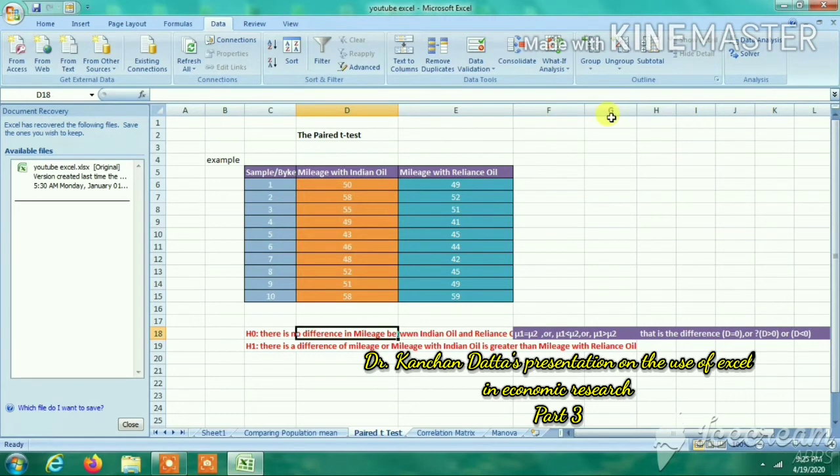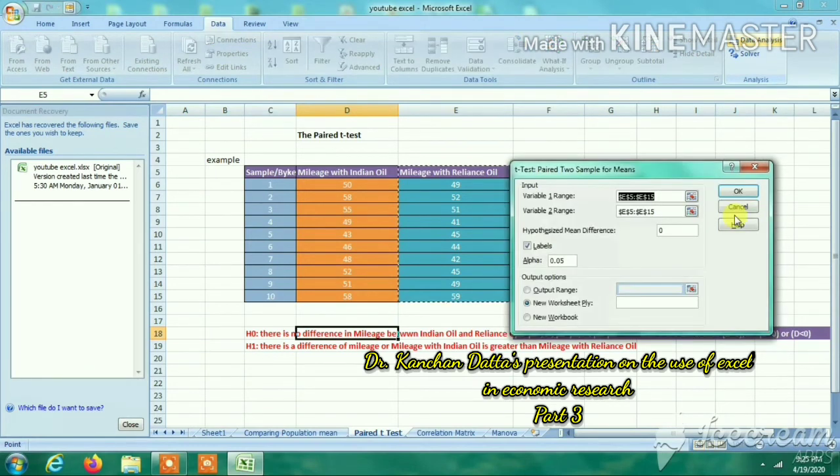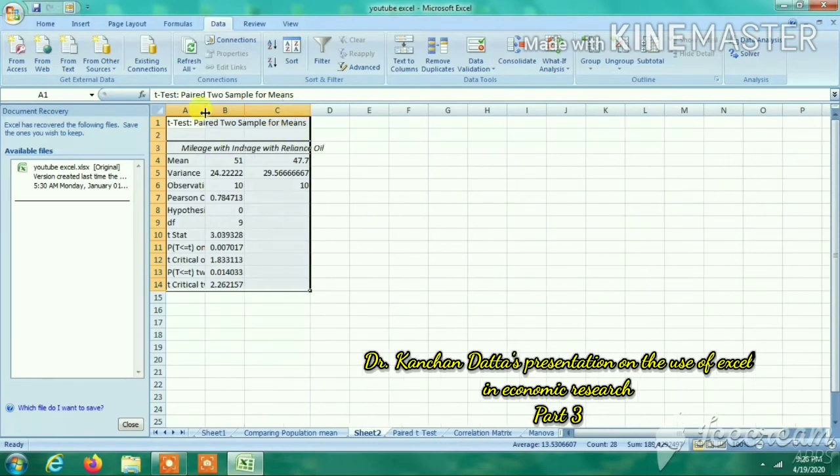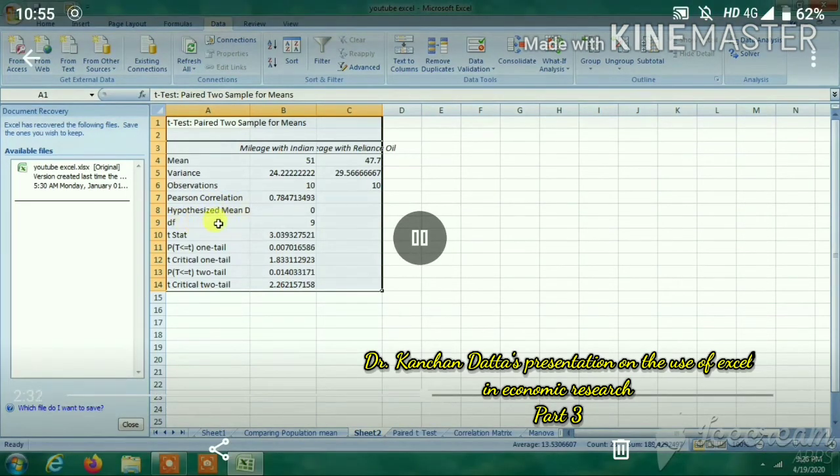As usual, we go to Data Analysis, then t-test paired two sample for means. Click the input range, the first one, and give the input range for the second one, this one. Now the hypothesized mean difference is 0. Labels, output range, okay. The output has come. The output shows the mean value, the variance, the number of observations, the correlation, hypothesized mean difference 0, degrees of freedom 9, t statistic is this, the probability of one tail is this, the t critical value is this, probability of two tail is this.